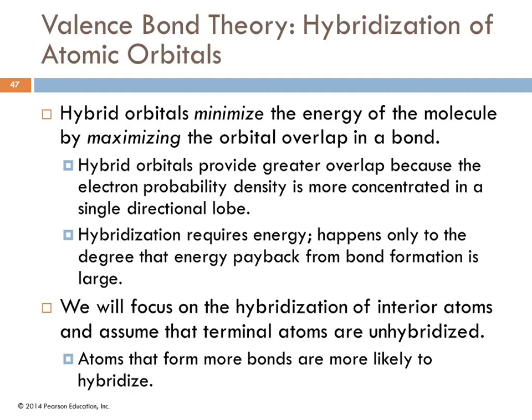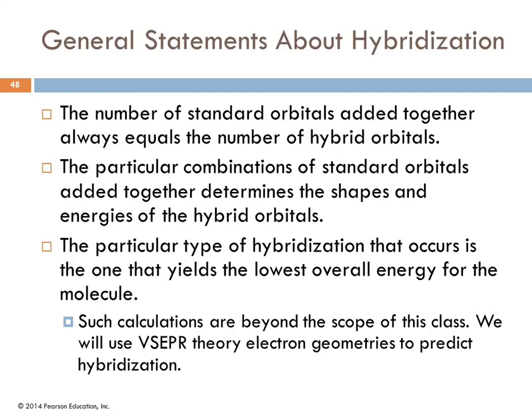So what we're going to do is we're just going to look at interior atoms. We're not going to look at the atoms on the outside of the molecule, like hydrogen. We're just going to look at molecules that are like the central atom. And we know that atoms that form more bonds are more likely to hybridize. So this is not a horrendous assumption, but it makes everything just a little easier to deal with. And we're all for that, right? So just some general ideas.